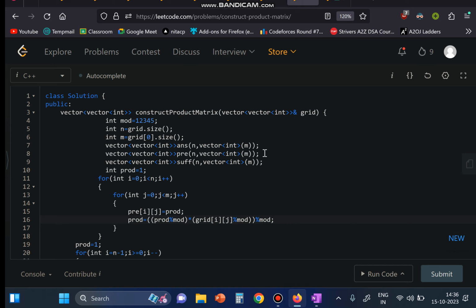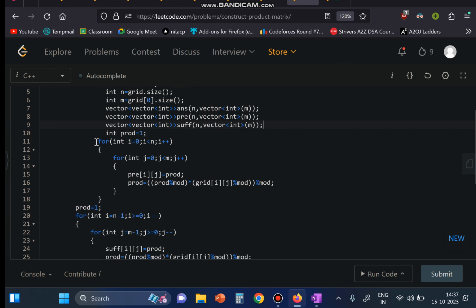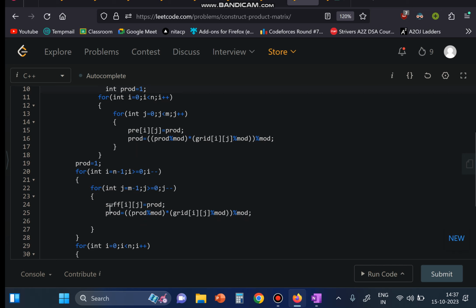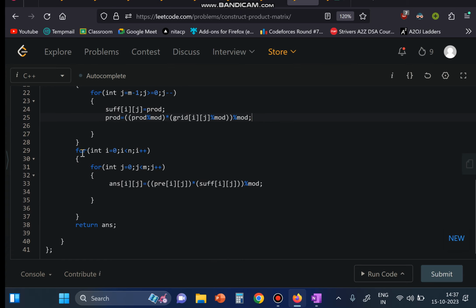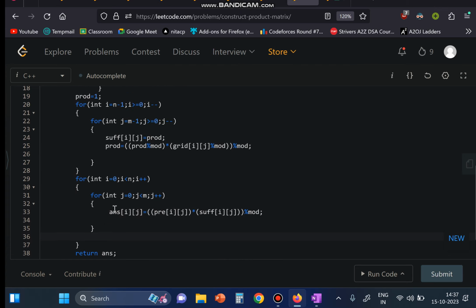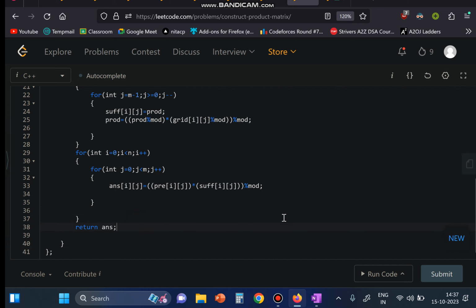I make two matrices: pre means we computed the result from the starting, and sub means we pre-computed the result from the last. In this loop we multiply the elements from the starting: pre of ij is equal to the product, which is initially 1, and after that I multiply it by grid of ij. In this loop we form the suffix matrix, where we store the product from the last element. In this loop we multiply pre of ij and sub of ij, because pre means the elements before this element, and sub means the elements next to this element. And I'm just returning the answer. So this is it for the question.